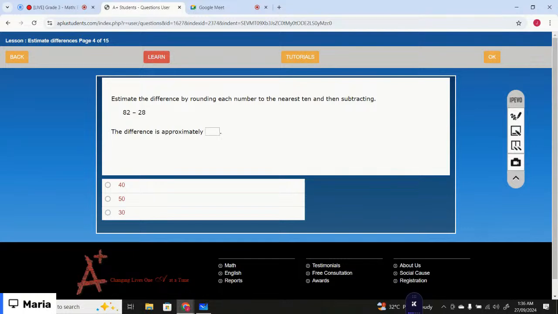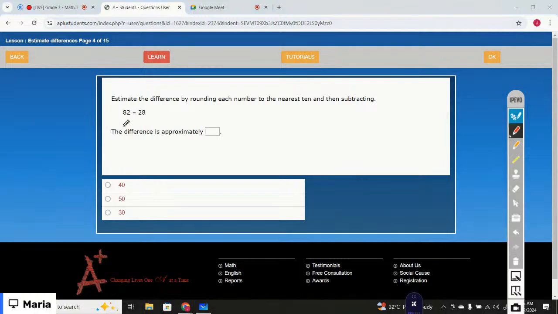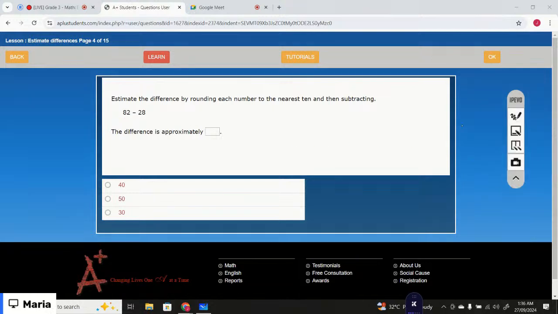80 minus 30, you need to subtract. What are you doing? Not adding. 82 is rounded off to 80 and 28 is rounded off to 30. So 80 minus 30 is 50. Option number 2 is the correct option.